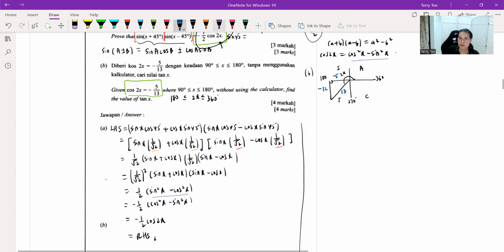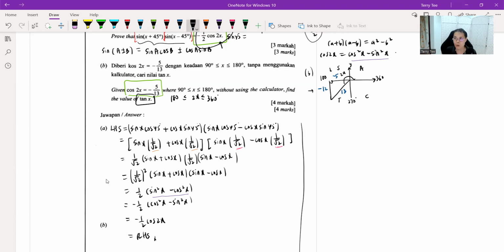Why? In your coordinate system, anything below the x-axis, your value is negative. Notice this is negative. Anything on the left-hand side of the y-axis, the value here is negative. That's why for the 5 and the 12, we have to assign a negative in front. Okay, now, why do I use this triangle? Because I want to find tangent x.